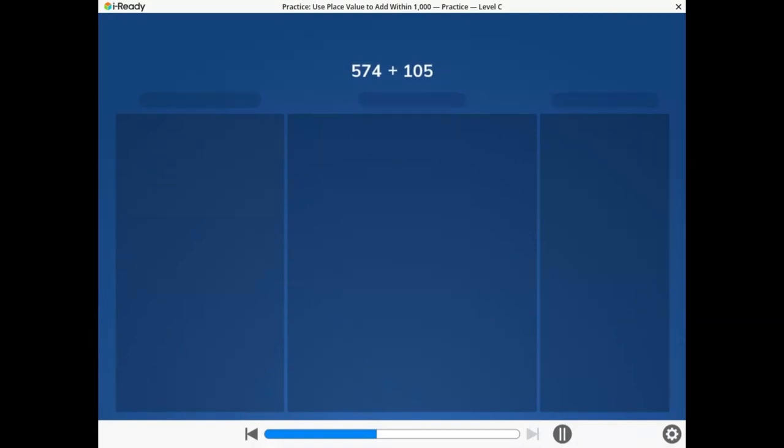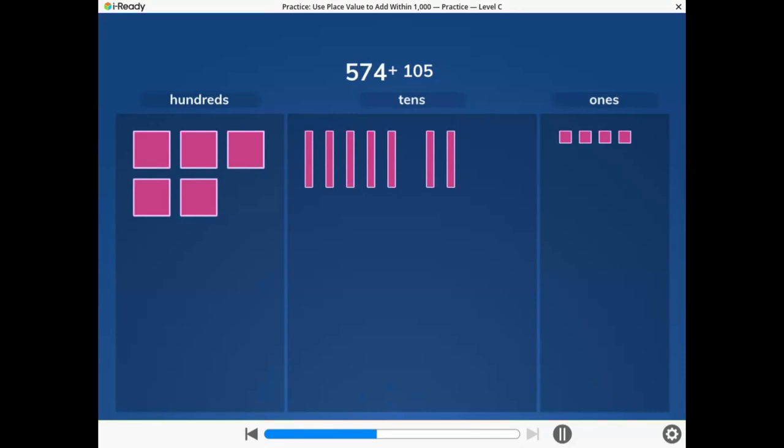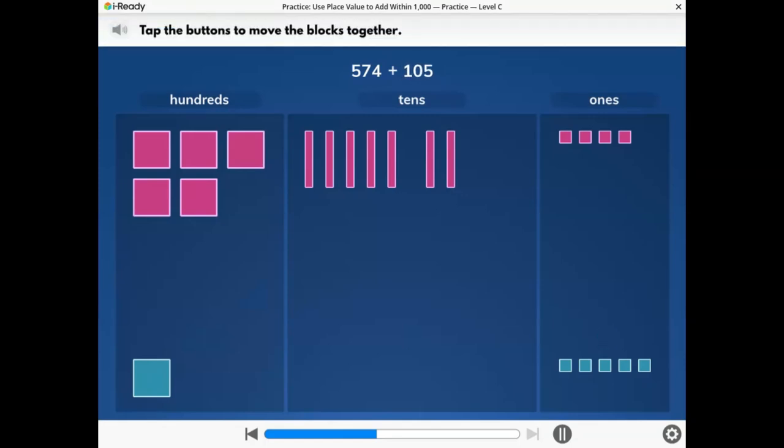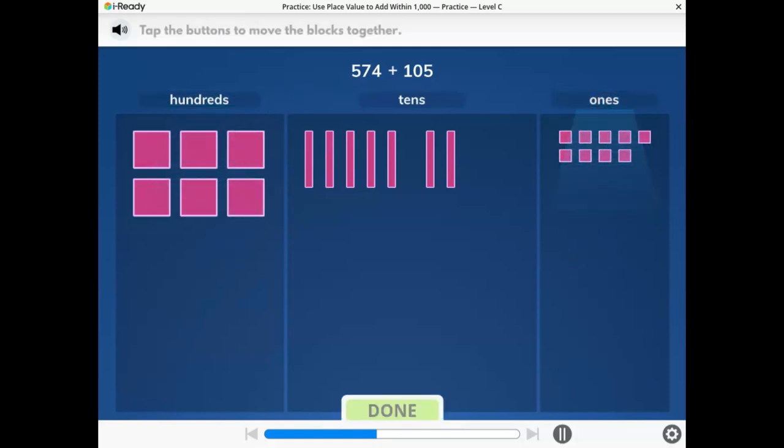Find 574 plus 105. 574 is 5 hundreds, 7 tens, and 4 ones. 105 is 100, 0 tens, and 5 ones. Tap the buttons to move the blocks together. Make a 10 or 100 if you can.